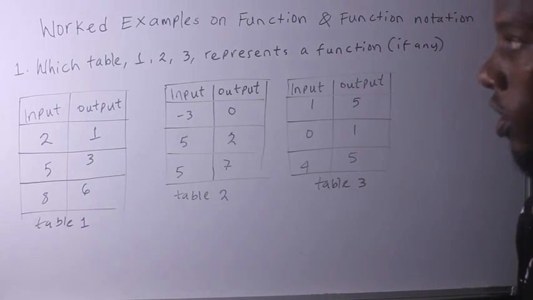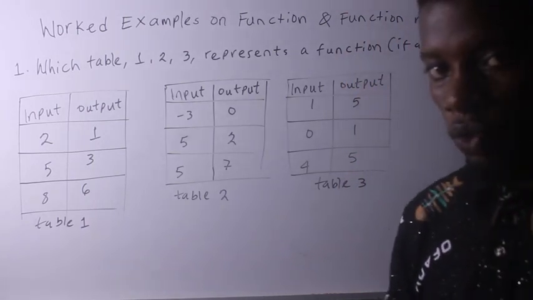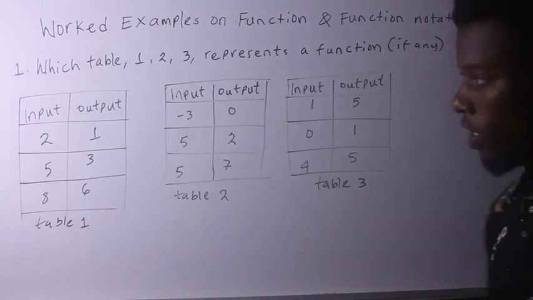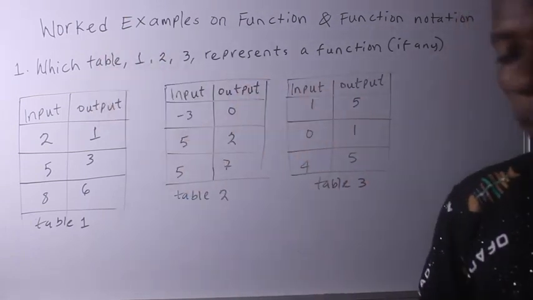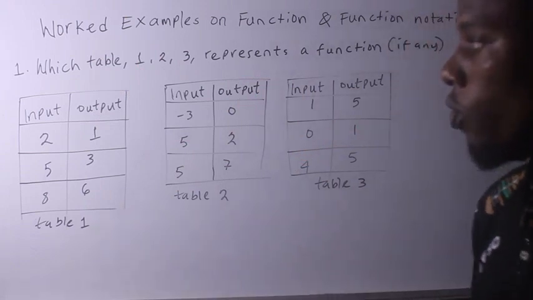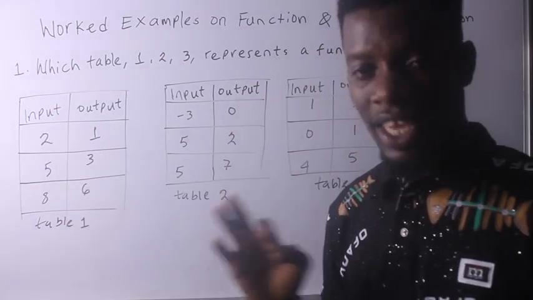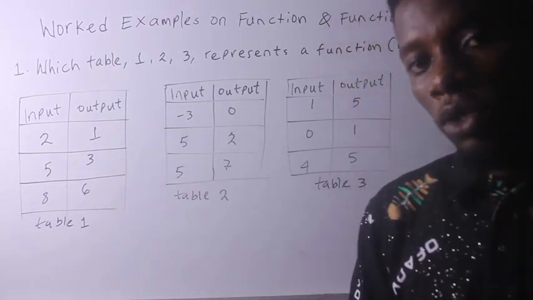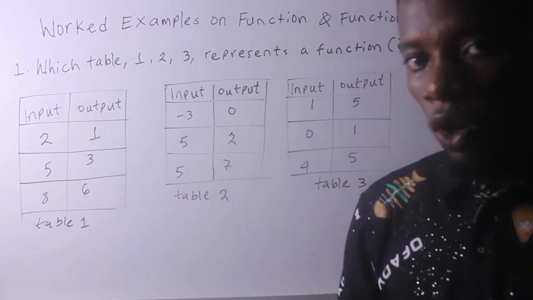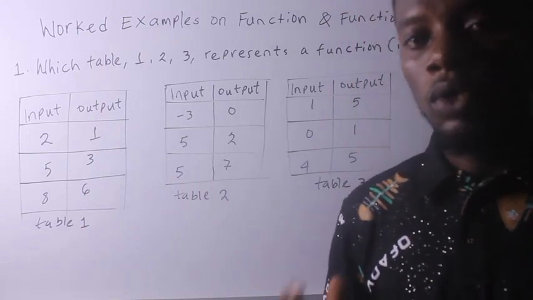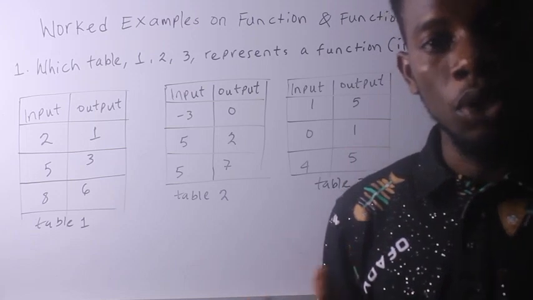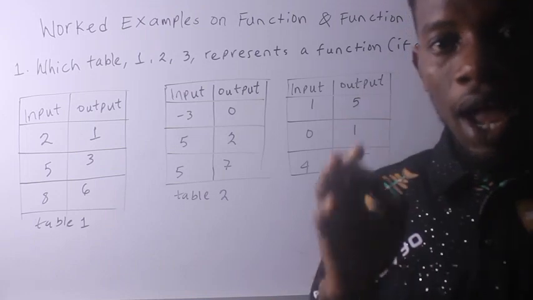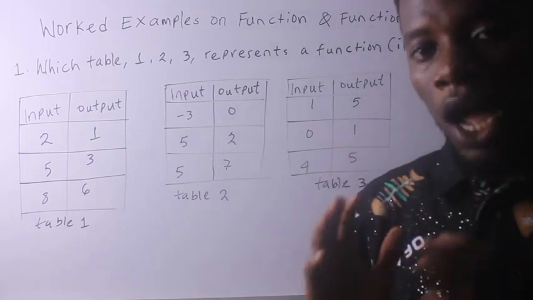Example number 1 says, which table, table 1, 2, or 3, represents a function, if any? So which one of these tables represents a function? Table 1, we have the input values 2, 5, 8 and the output values 1, 3, 6. But recall, we told you in part 1 of this video series that a particular relation is a function if the x value does not repeat, or each input value should have only one output value.